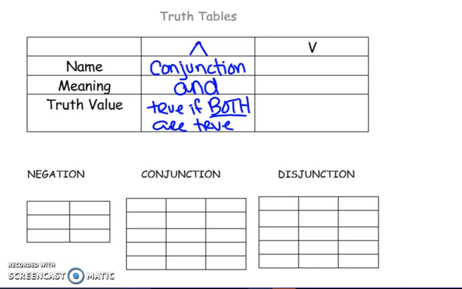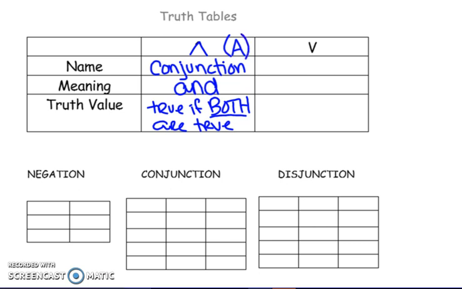So if I say Miss Yapel is my math teacher and Miss Yapel is my science teacher, well, that can't be true because I'm not your science teacher. I'm only your math teacher. So that would be considered a false value. One way to remember that it's and, this looks like the start of an A. Well, A stands for and.